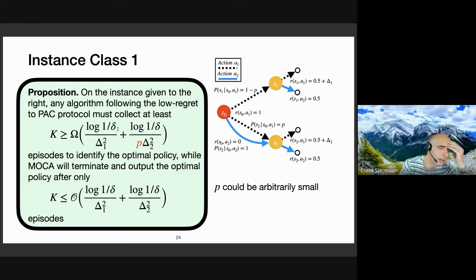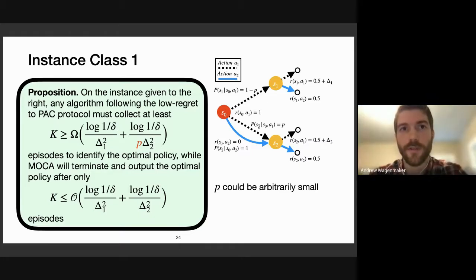Question. Where is the epsilon here? So this is the best policy example. The next example is epsilon. Oh, okay. But yeah, this example, right. So you could argue with this example, well, if p is really small, who cares if you learn the good action in this state? Because it's not going to really factor into the suboptimality. So that would be exactly right.